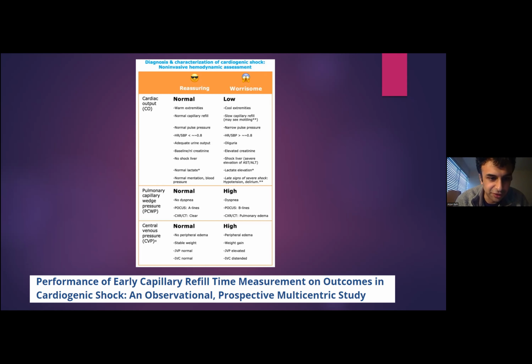And then there is the concept of late stage cardiogenic shock, where there's an inflammatory response that causes systemic vasodilation, and that can make it really difficult to use those typical physical exam markers to figure this out.